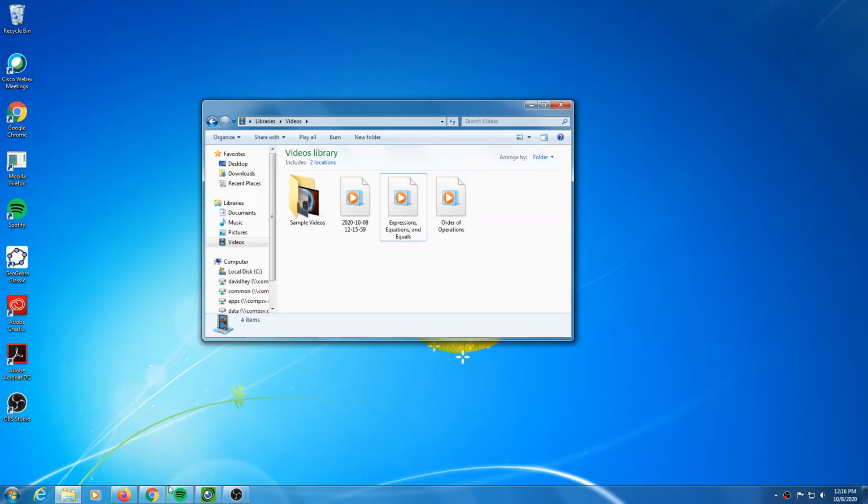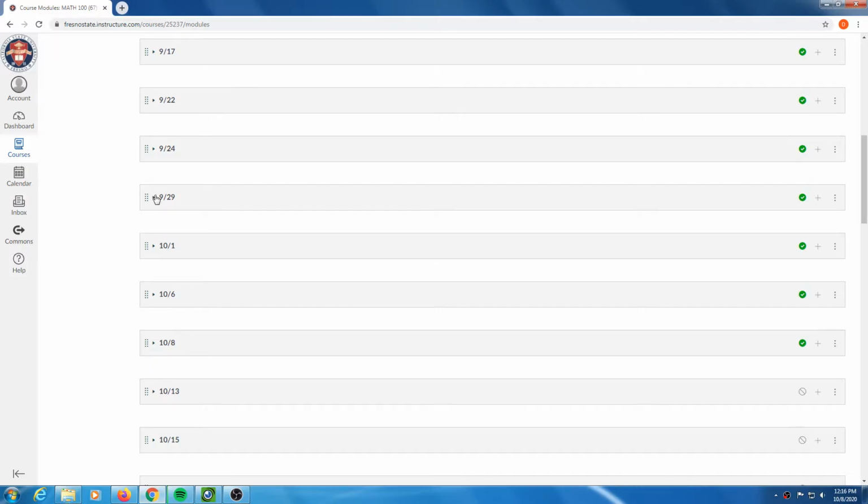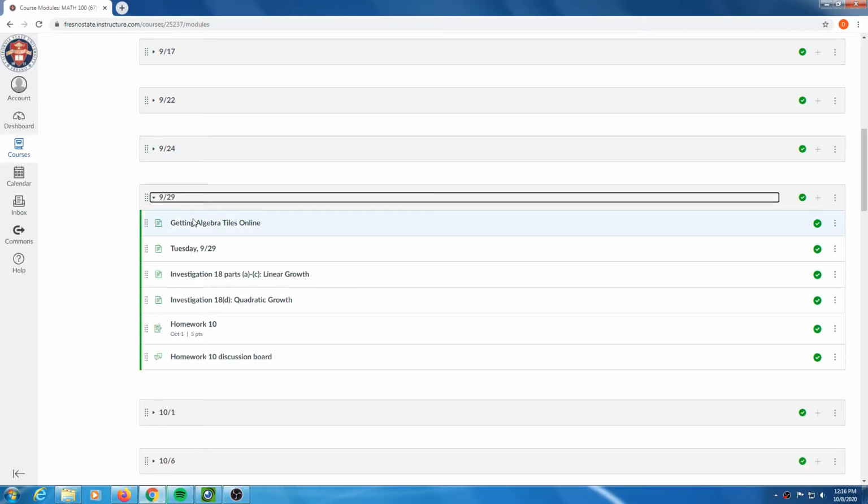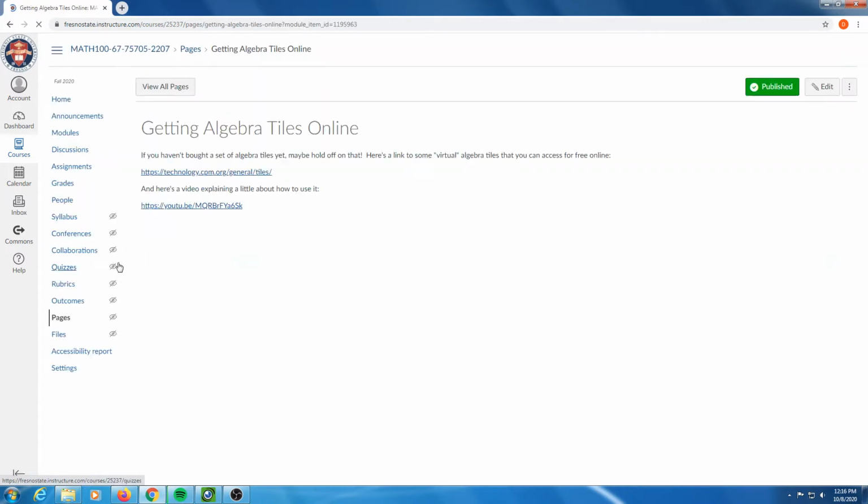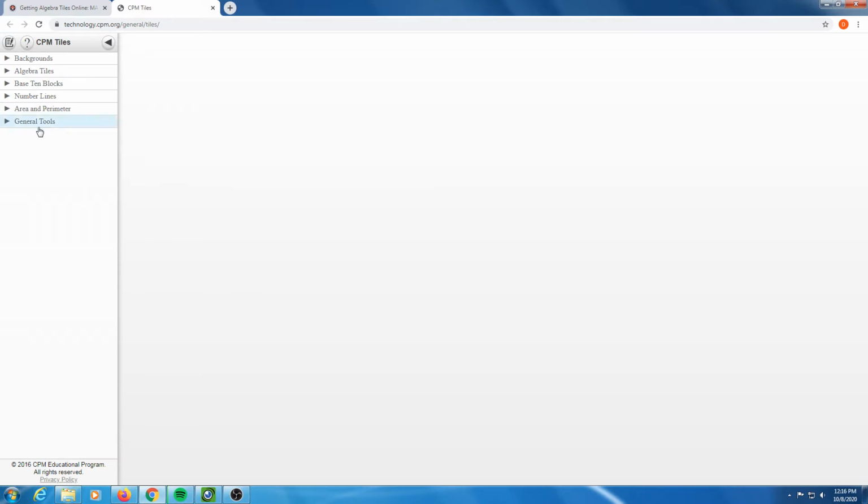All right, so the next thing that I want to do in today's class is to introduce you a little bit to algebra tiles. Sorry, I'm trying to pull out my algebra tiles, but a few weeks ago, I posted in one of your modules, in the September 29th module, this little page about getting algebra tiles online, and there's a link here that takes you to that page, right?